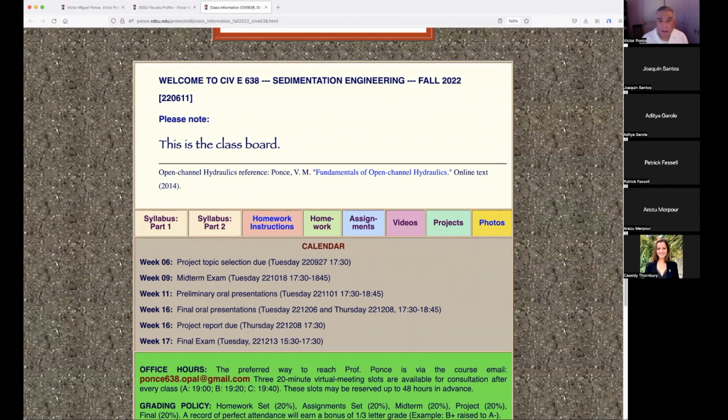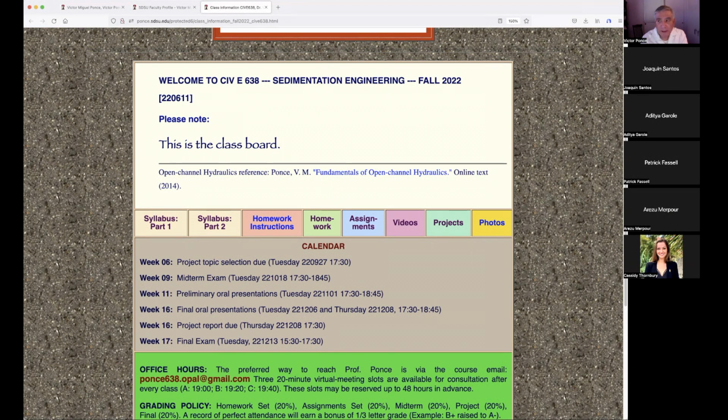Welcome to CIVE 638, Sedimentation Engineering, Fall 2022. I remind all of you that we have a prerequisite stated in the catalog, and that is that all of you should have passed 444, which is applied hydraulics, with a grade of C or better. And it is my understanding that all of you have satisfied that prerequisite. If not, then we have to do something about it.